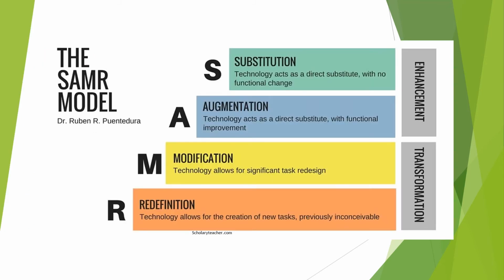By using the Bebot, it reaches the M, modification, in the SAMR model. The Bebot allows for significant task redesign as the children are not just reading out the letters or writing the alphabet, they are programming and coding the Bebot to engage with letters and words.